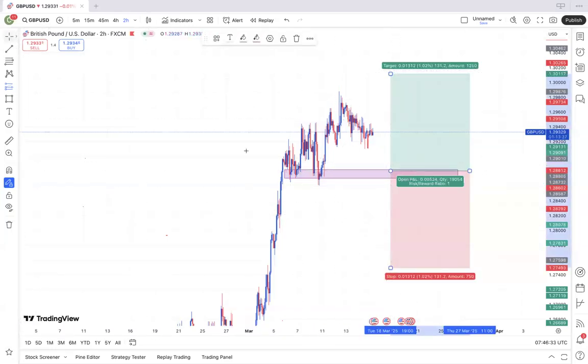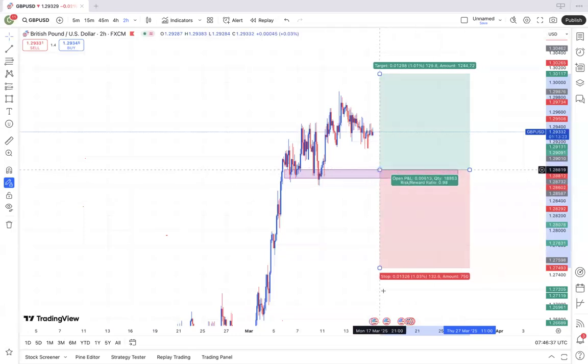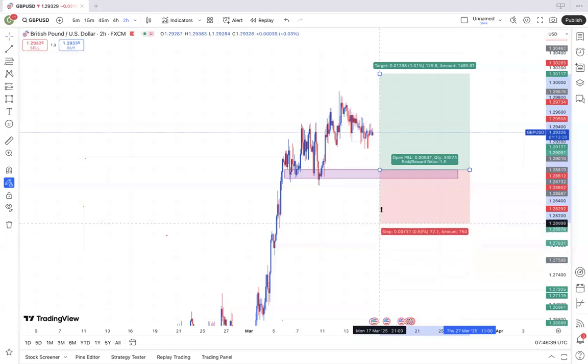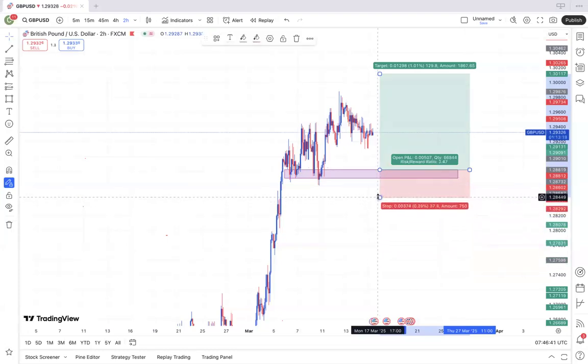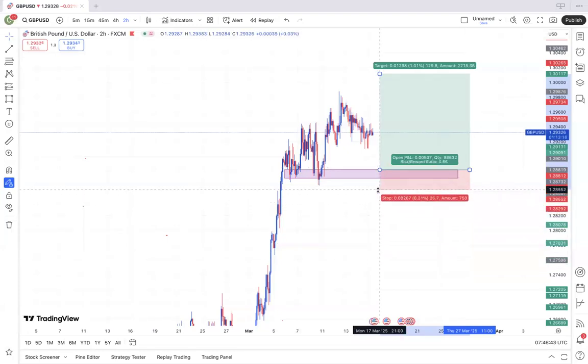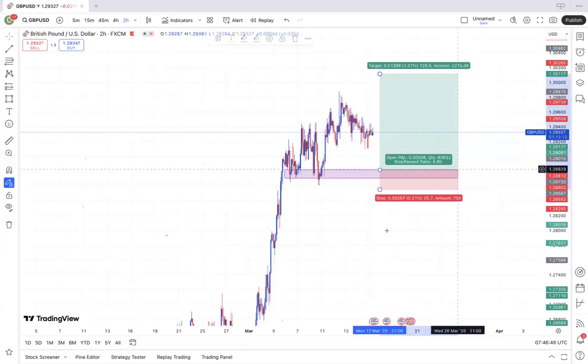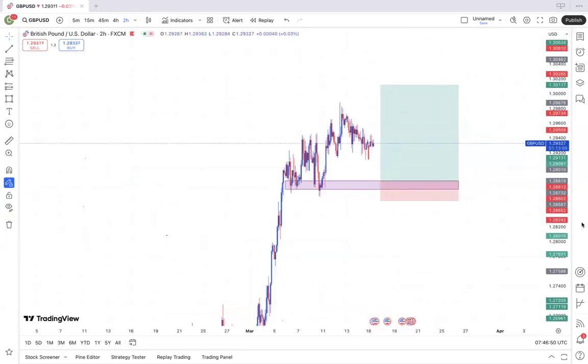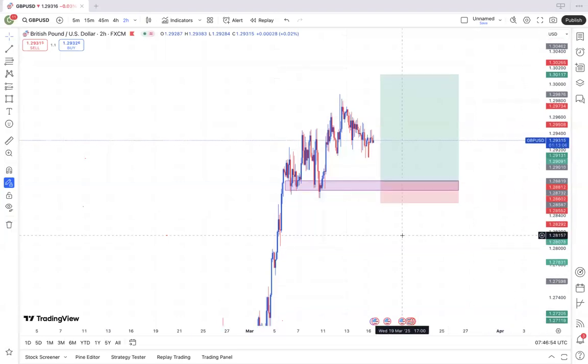Now I'm not going to be risking too much. You minimize your risks. It can give you more room to move. 26 pip stop loss for this area. And then you have this zone. So for me, since markets, and why did I take this trade? Why am I looking at this trade?